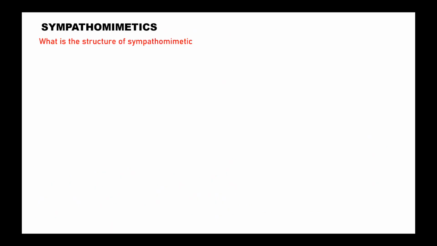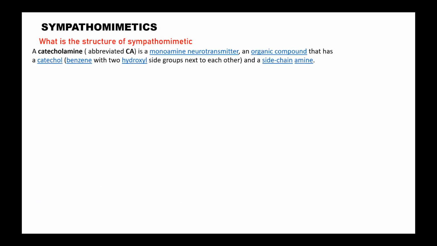So this is highlighted. Coming to sympathomimetics, what is the structure of a sympathomimetic drug? We call them catecholamines. Catecholamine, the monoamine neurotransmitter, an organic compound. The catechol is a benzene ring with 2 hydroxyl side groups next to each other and a side chain amine. So this is called the catechol nucleus, with hydroxyl groups at C3 and C4 of benzene.